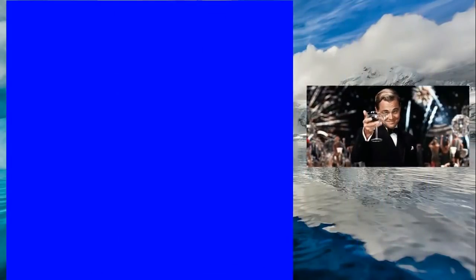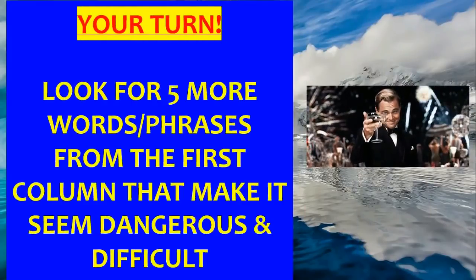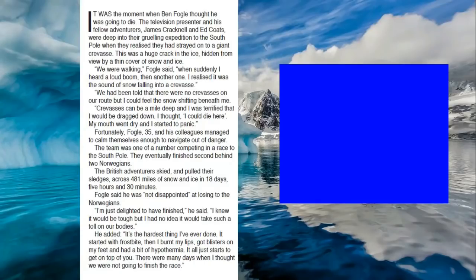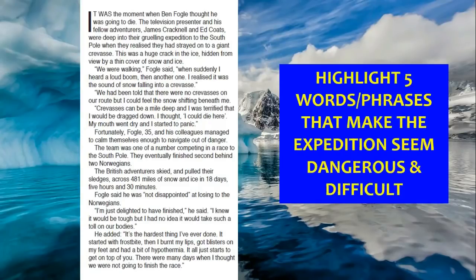So what I'd like you to do now, if it was my lesson, or you can just do it on your own, is your turn. In that column, just in the left-hand column, not the whole extract, I want you to look for 5 more words or phrases that make it seem dangerous and difficult. So just from this column on the left, highlight 5 words or phrases that make the expedition seem dangerous and difficult. Like we've already done, you go through it, pick out things that you think the writer has used on purpose, deliberately, to make the expedition seem dangerous and difficult. Pause the video now and have a go.